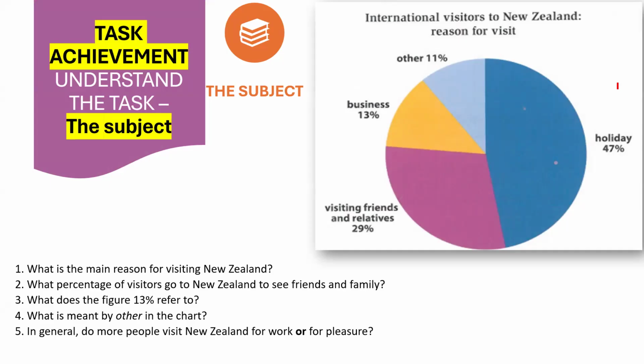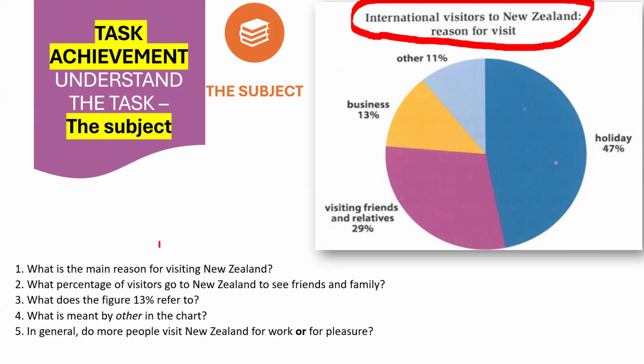So for example, here in this graph, what does it ask you? The graph asks you to summarize information of the international visitors to New Zealand. All right, this is the main subject, and this is what the graph asks you. It asks you to give a summary of the international visits to New Zealand. And to understand that, these are some guided questions to understand the graph.